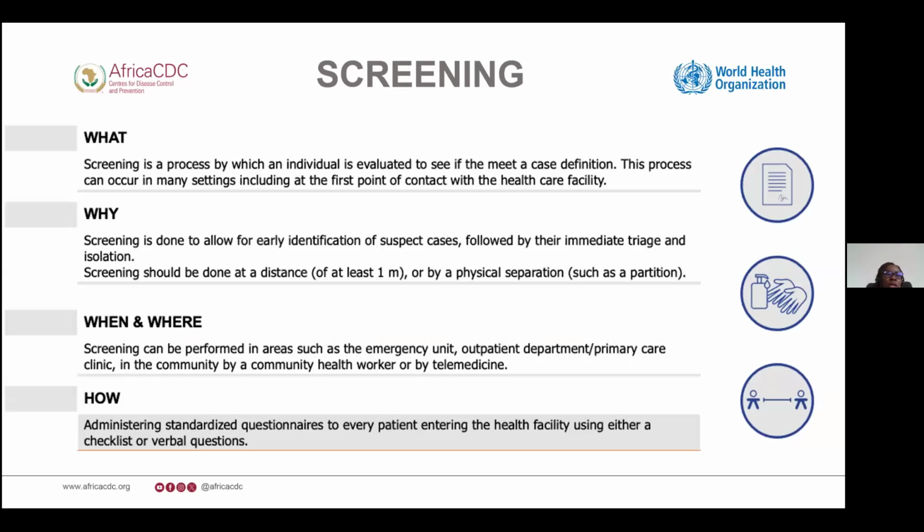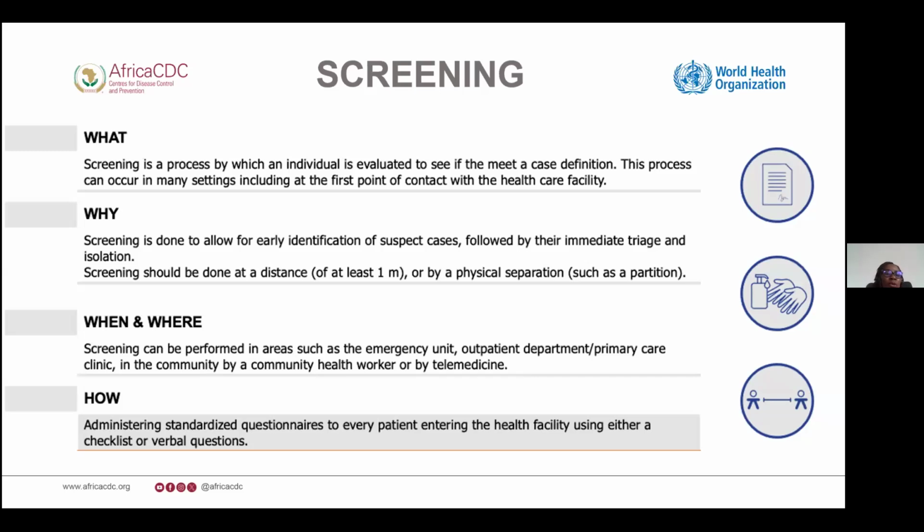So whatever the technical platform at your disposal, whether at the primary health care center or at the referral level, it is important to perform screening. Why screening? Screening is done to allow for early detection of suspect cases before contamination. It also helps to minimize contamination. This should be followed by triage and isolation of suspected cases. We are going to see the distances that should be observed between the patient and the healthcare worker performing screening.